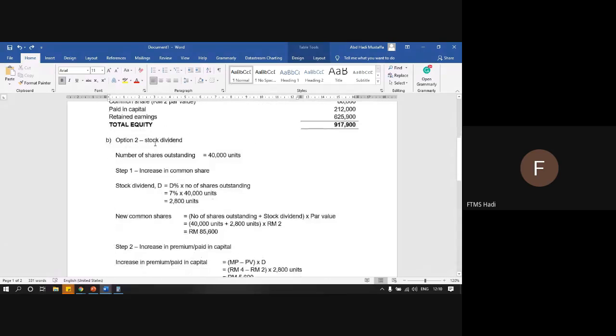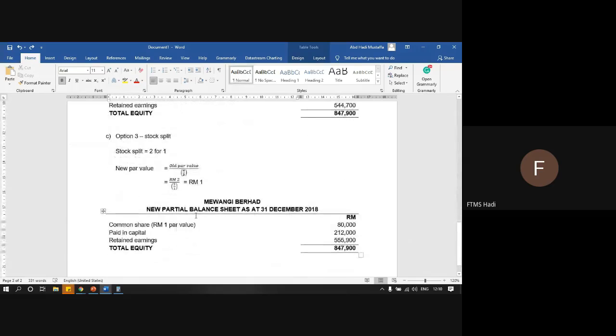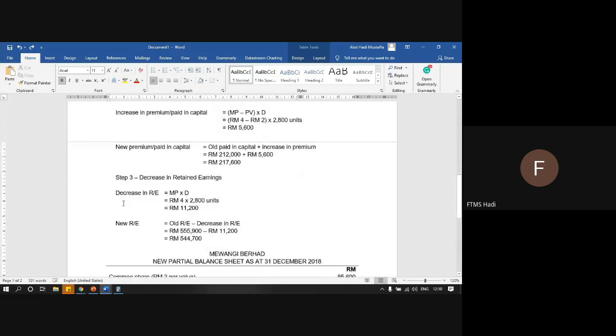But for stock dividend, which is non-cash, and stock split, also non-cash, that means the sub amount only will be changed, but the final amount in the final part of the balance sheet is similar because it is non-cash related.